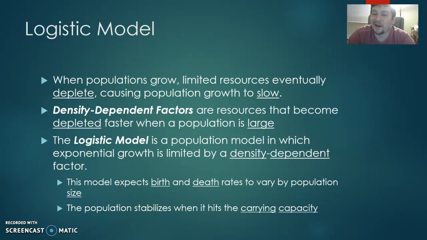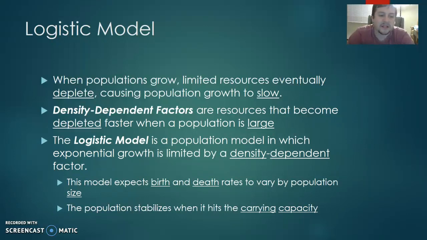Now, the other kind of growth model is a logistic model. When populations grow in the logistic model, they eventually deplete resources, causing population growth to slow. These kinds of populations experience something called density-dependent factors, which means that whatever factor is going on, the strength of it depends on how dense the species are. The logistic growth model is a population in which exponential growth is limited by a density-dependent factor, so we'll actually see the carrying capacity kind of come into play a bit more.